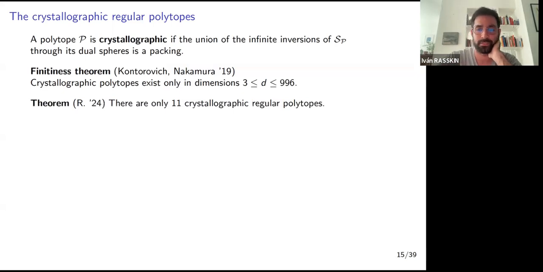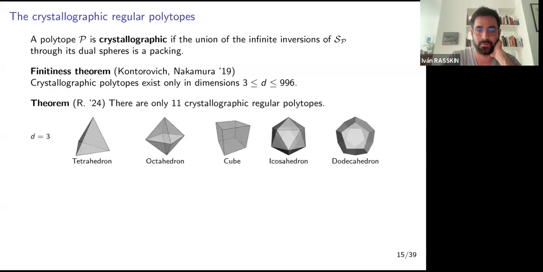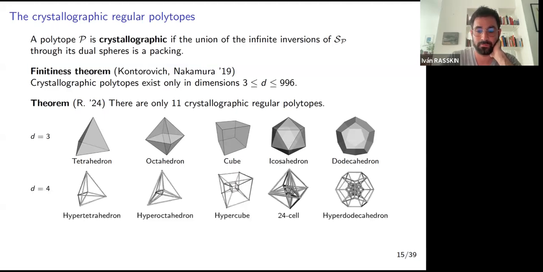What about regular crystallographic polytopes? If we look at the family of regular polytopes, in one of my works I proved that there are exactly 11 regular crystallographic polytopes. In dimension 3, all of them are crystallographic. In dimension 4, we saw that the hypericosahedron is not crystallographic, but of the 6 regular 4-polytopes, the other 5 are crystallographic.